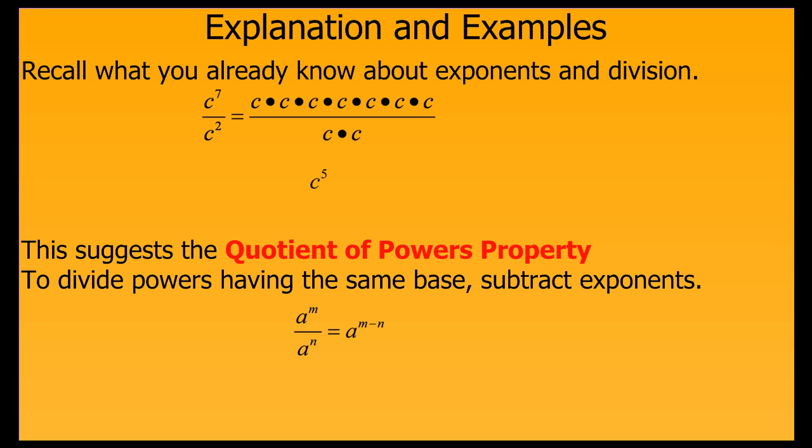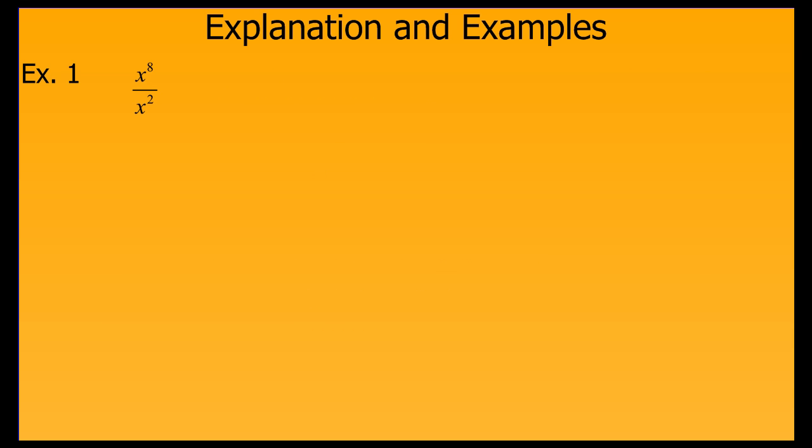This suggests the quotient of powers property, which states that to divide powers having the same base, keep the base the same and subtract the exponents. So a to the m divided by a to the n will give us a to the m minus n. It's important to remember that the base itself, a, does not divide out to make 1. Let's look at some examples.